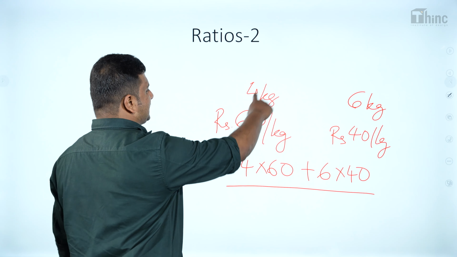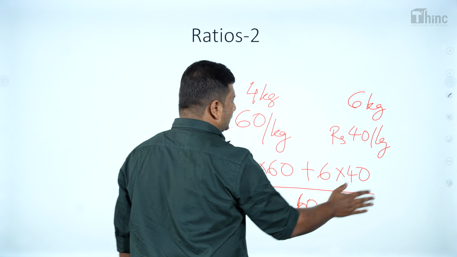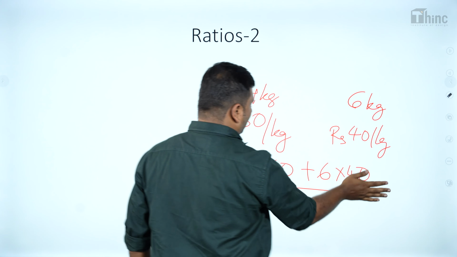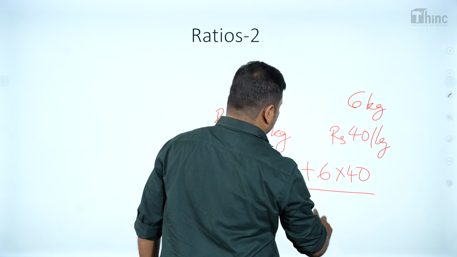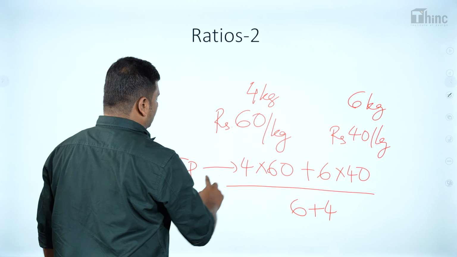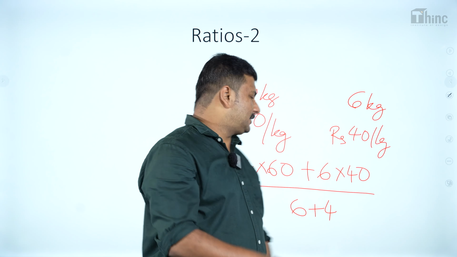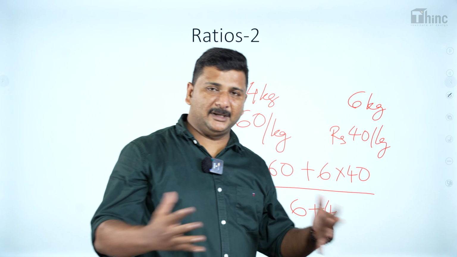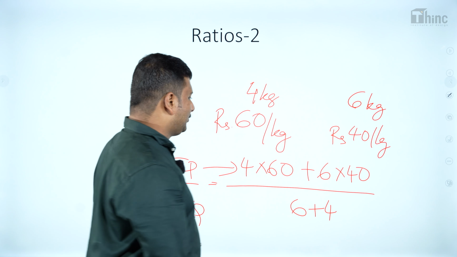Total quantity is 6 plus 4, that is 10 kgs, right? So I'm just writing it as 6 plus 4 so that you will get an idea what I'm writing. So the total quantity is nothing but 6 plus 4. So total price is this and the total quantity is this when he mixes these two, right? So total price divided by total quantity gives us the mean price of the mixture. So when he mixes these two, the actual mean price of the mixture is total price by total quantity.